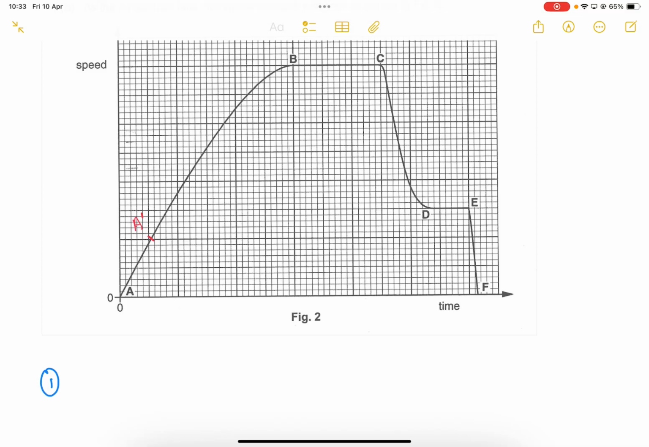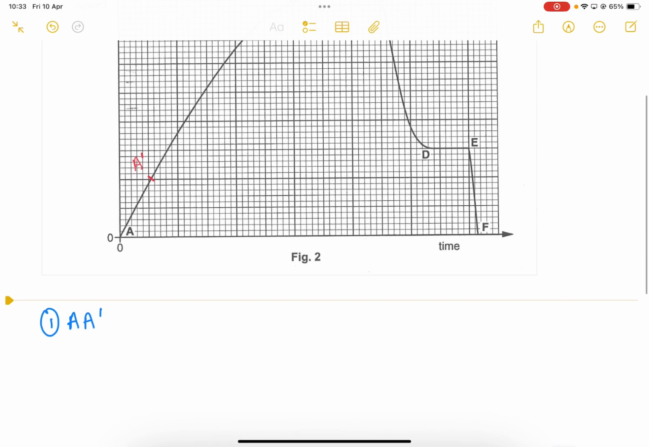The first part is from A to A prime. Now what's happening from A to A prime? This is the part where sometimes Cambridge will not draw the straight part. They will just go straight to the curved part, but I want to break it down into as many parts as possible. At the beginning of the parachutist's fall, he will be falling at constant acceleration because air resistance at that point is negligible.